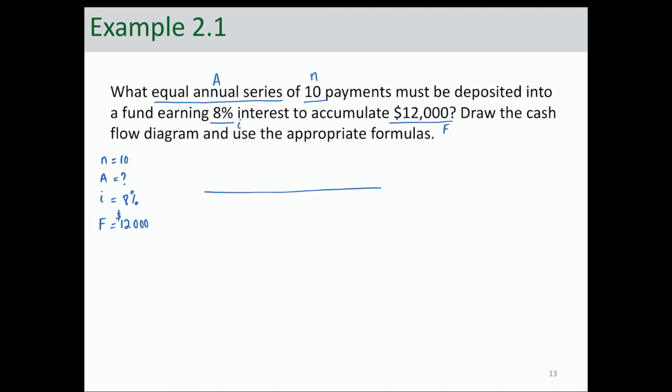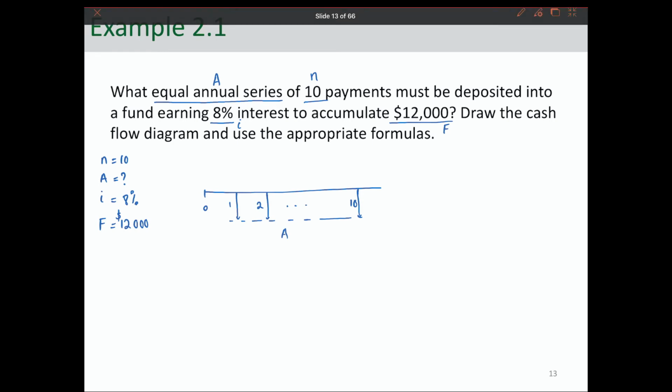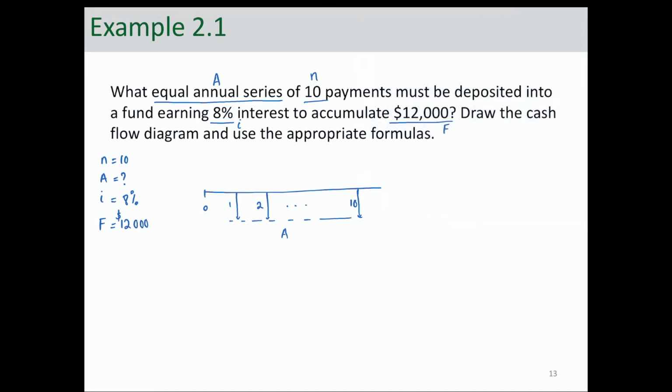So to draw the cash flow of this problem, we are looking at 10 years. So 1, 2, all the way to 10. And in each year, we are having equal amount of payments, and we're going to call that A. At the end of the 10th year, there is a future value equivalent to the payments that we made. And what we're looking for is A, right?